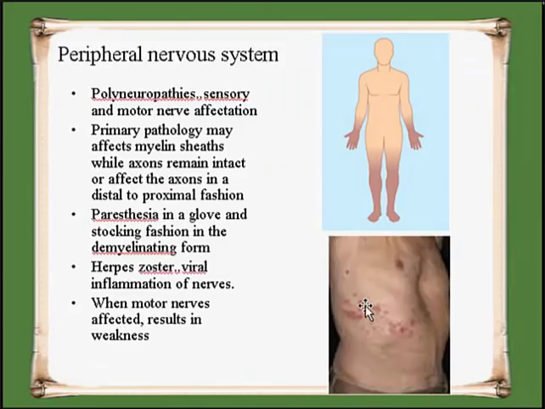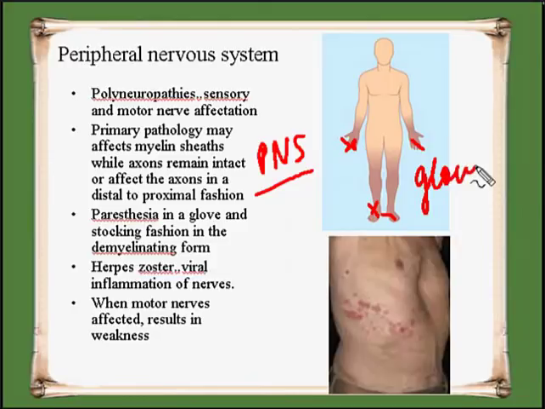Now, in the peripheral nervous system, we have different types of diseases. Again, you have what are known as polyneuropathies. This is general pathology of both the sensory and motor fibers. Usually there are chronic vitamin deficiencies, hypothyroidism, and there's one called Guillain-Barré syndrome, which is demyelination occurring in the peripheral nervous system. When the myelin sheaths are affected, the axons remain intact. Usually the distal segments get affected first, which is why you have this glove and stocking type of deficit. Because the person does not feel any sensation on the hands and feet, they often have blisters on the hands and feet, because when they touch something, they can't feel anything.